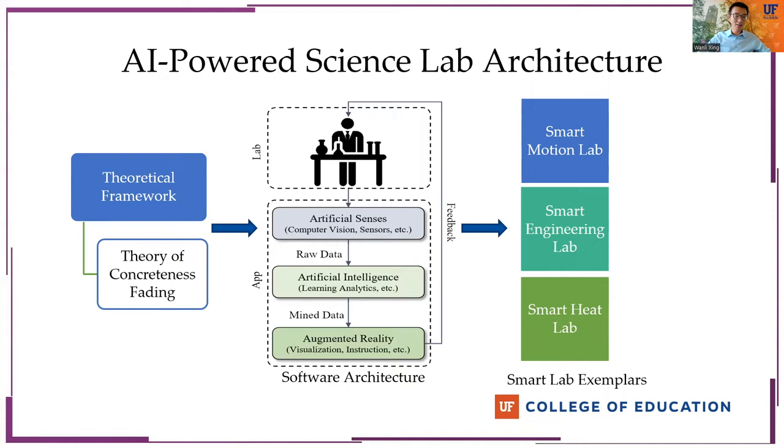What it means is, when students are conducting an experiment in the lab, the background can be faded, and then we can project abstract concepts onto the screen, so that students not only have the physical experience with the lab materials, but also can get the abstract concepts behind it, and in the meantime get real time feedback from the AI.